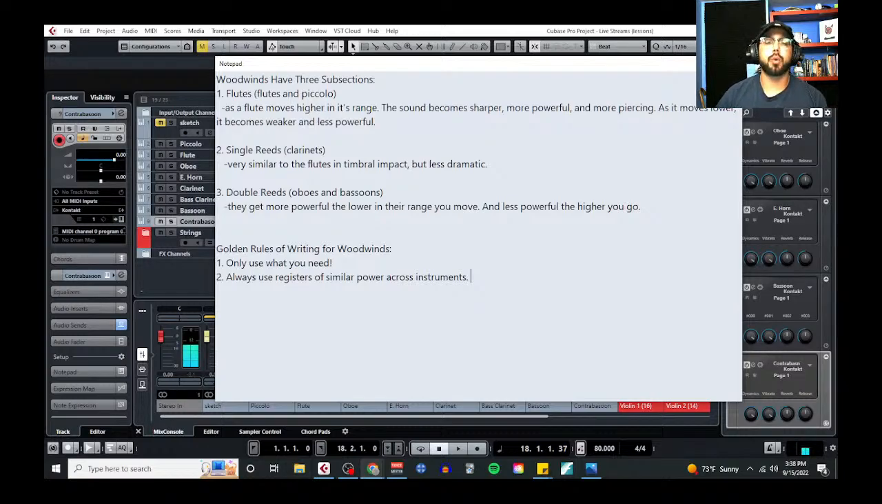If the oboes are playing in their lower end, that's where the oboes are super powerful, but they sound very rough. They sound kind of primal. They're not very pretty to listen to. You want to make sure that your other woodwinds are being used in a similar way.